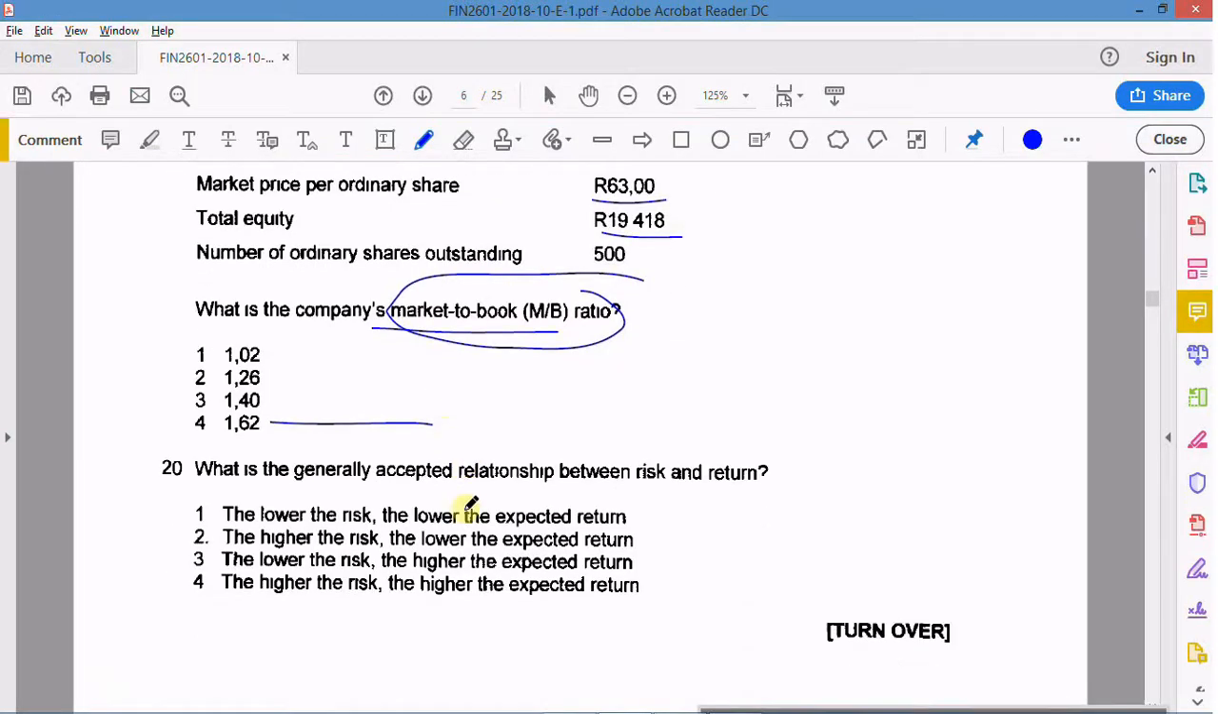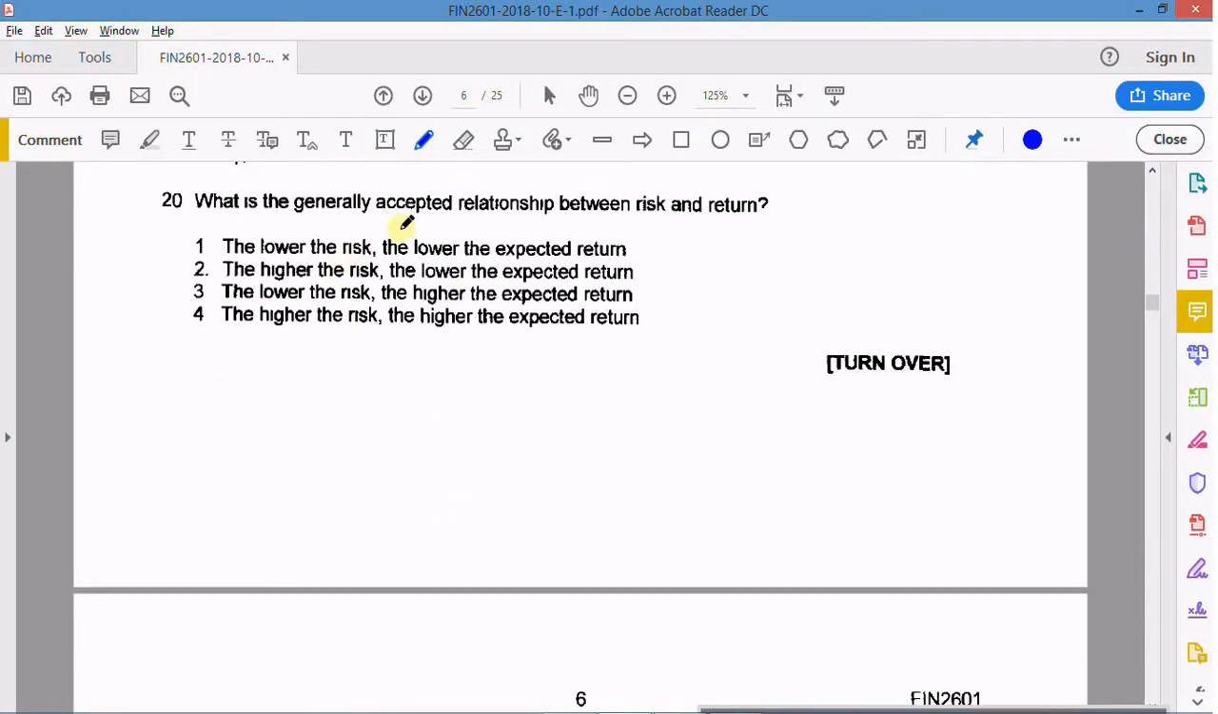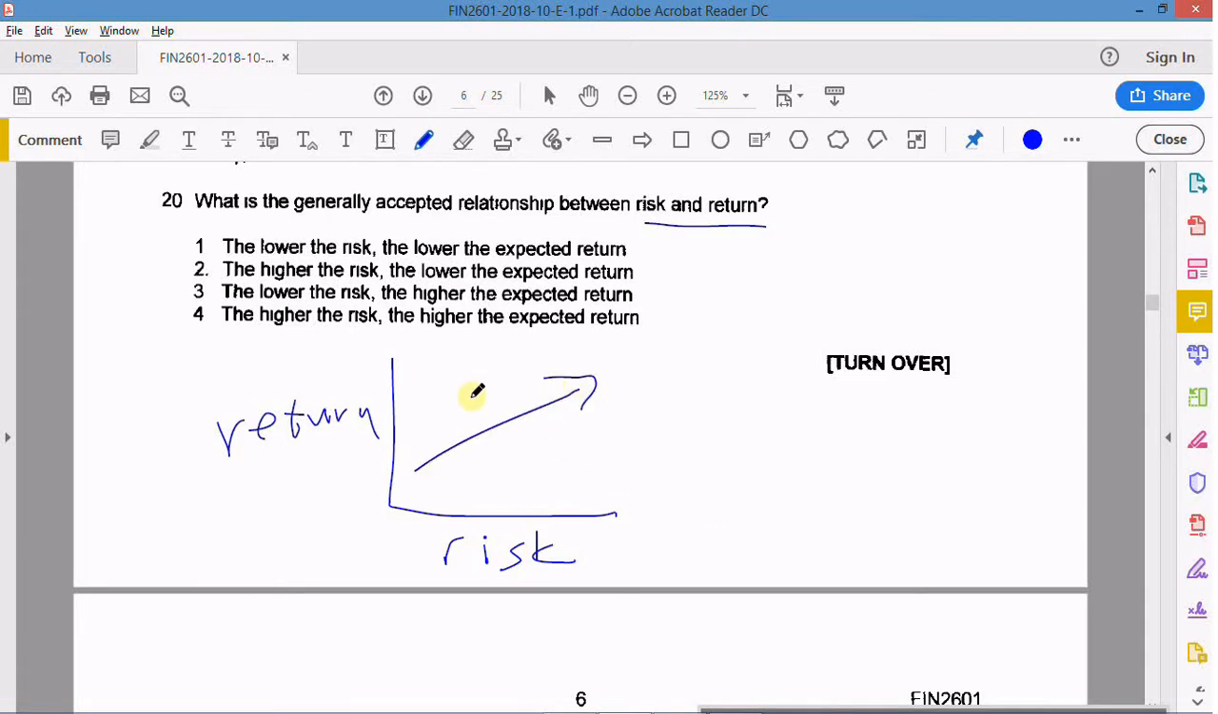Right, theory. What is the generally accepted relationship between risk and return? This one I want you to answer. Risk and return, right? What does it look like? It goes like that. So which one do you agree with? Lower risk, lower return? Higher risk, lower return? Lower risk, higher return? Higher risk, higher return.